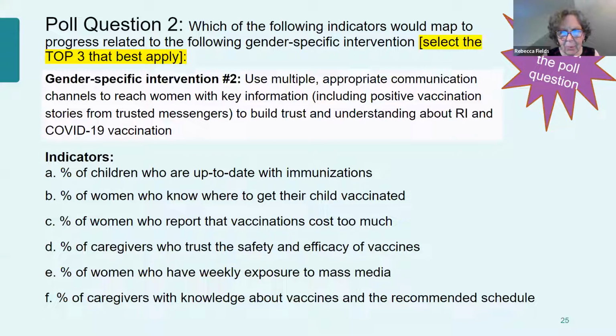Okay, great. So we've got about 78 people responding at this point. And from those who were able to do the poll, we have the top selections being B, those who know where to get their child vaccinated. The next one about those who trust the safety and efficacy. And finally, a clear winner with the percent of caregivers with knowledge about the vaccines and the recommended schedule. Then let's move on to poll question number three.